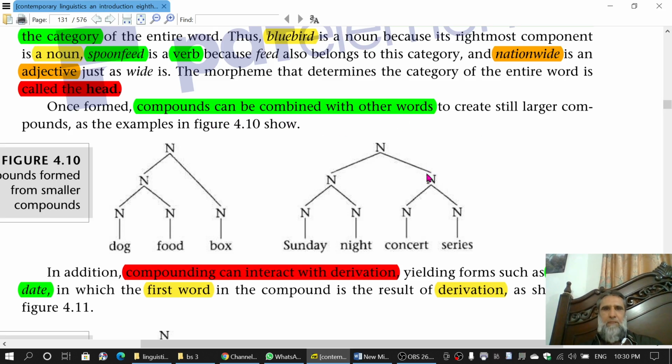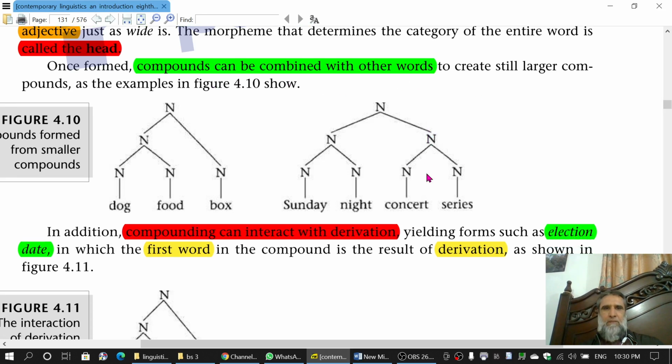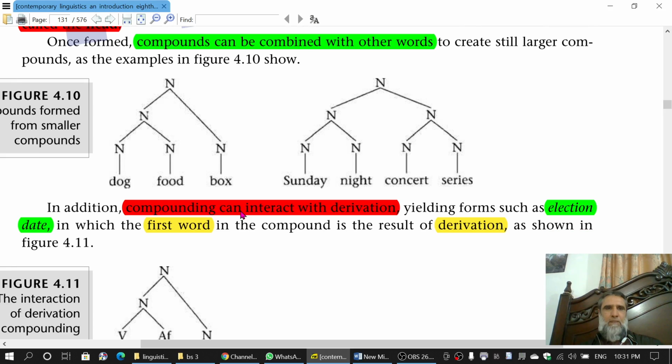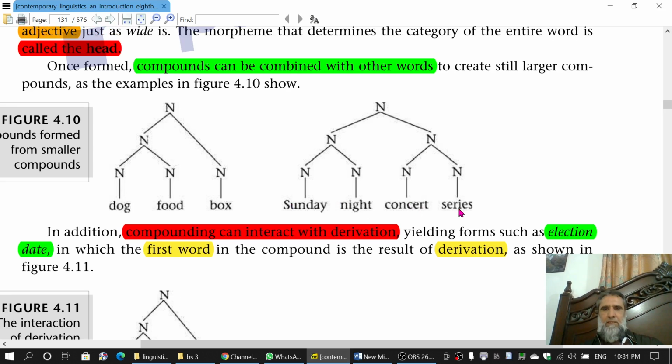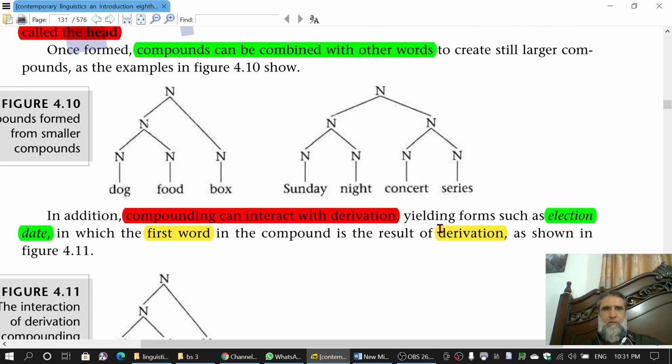Compounds can be combined with other words. For example, we have dog food as a compound. It can be combined with box, and the word formed is dog food box. It can also be combined with concert series, making Saturday night concert series. So it can be combined with other words.